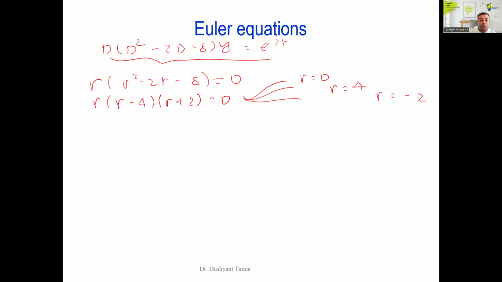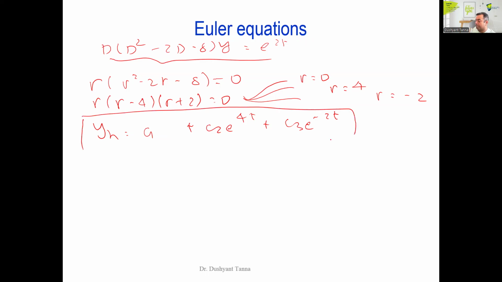From here, your yh, everything is connected to what we learned earlier. C1 e raised to 0t, C2 e raised to 4t, C3 e raised to minus 2t. If you don't want to write 0t, simply write C1. This is your yh.